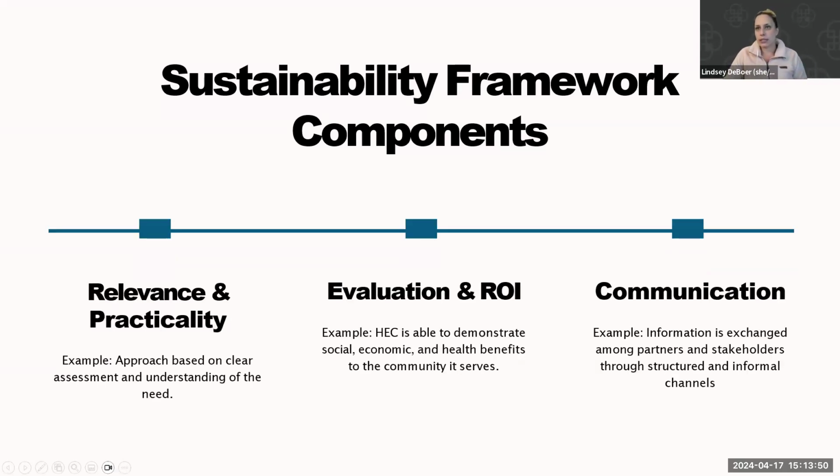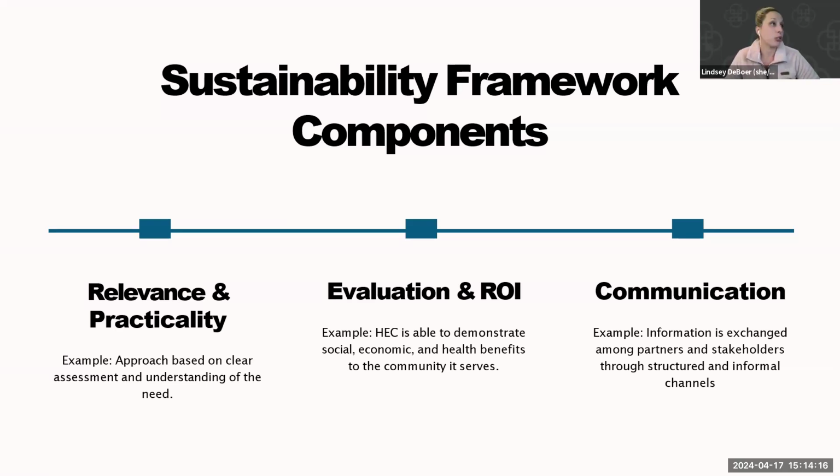Another one is relevancy and practicality. So is the approach that is taken based on the data? Is it practical? Is it based on the unique needs of your community? So thinking through, what activities are we choosing to move forward and sustain? And are those driven by the data that we've taken such meticulous care to collect? Is that being informed by what we've learned?